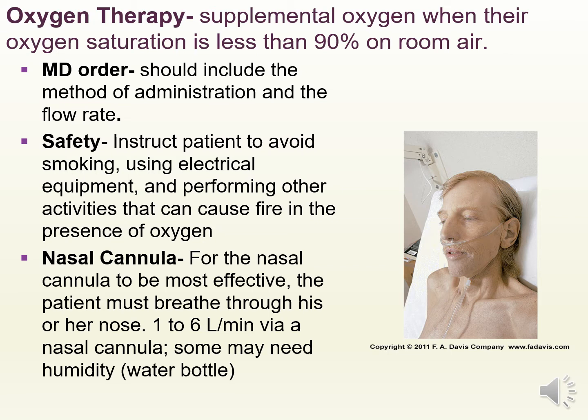Nasal cannulas. For a nasal cannula to be effective, the patient must be able to breathe through their nose. 1 to 6 liters per minute is generally administered through the nasal cannula. Remember that the higher the rate, the more it may dry the nose and lead to nasal cavity breakdown. So some of these patients may need humidified oxygen.